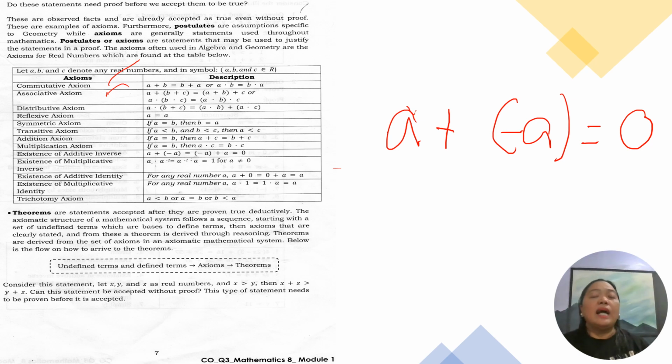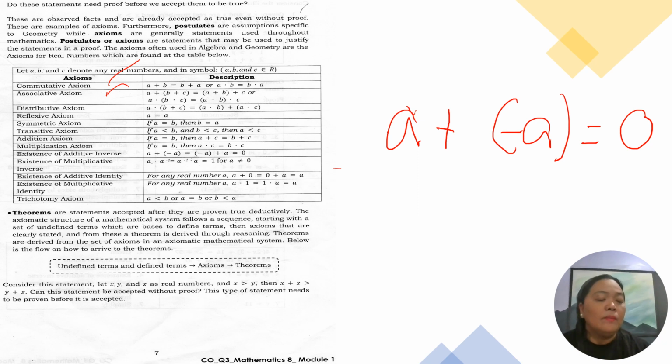Now take note that the additive inverse of addition is the opposite of it. Let's go to the existence of multiplicative inverse. What do we mean by multiplicative inverse? You need to multiply a certain number or variable in order to get the product of 1.